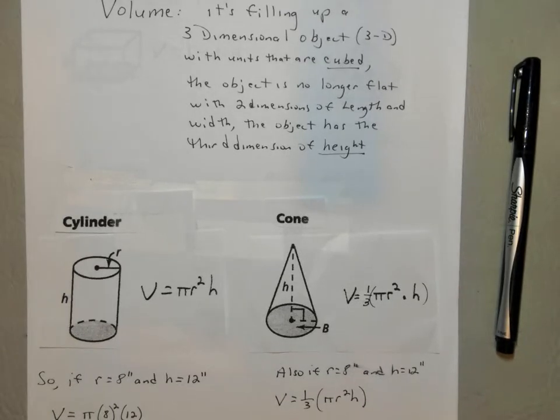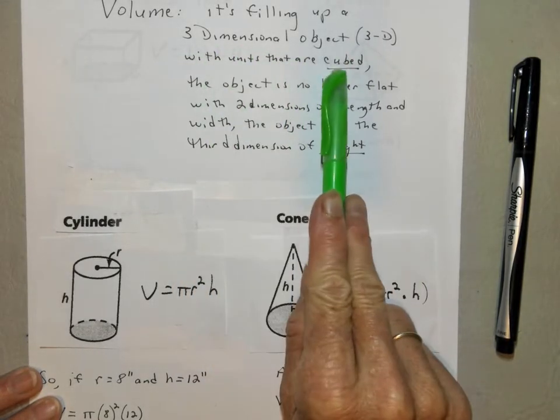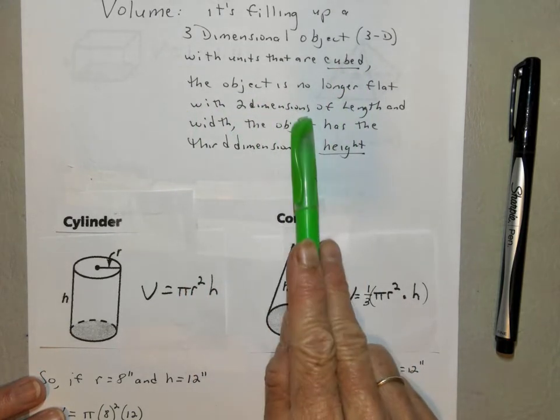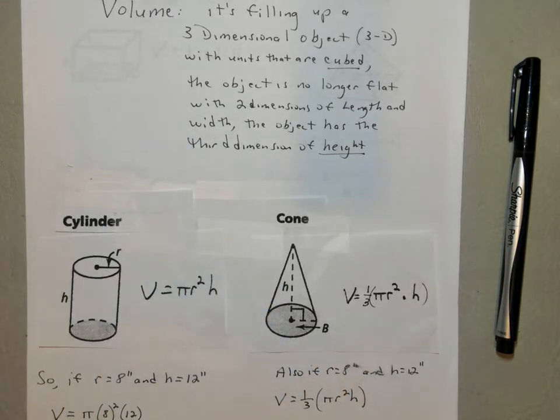Ladies and gentlemen, let's talk about volume today. Volume is filling up a three-dimensional object with units that are cubed. The object is no longer flat with the two dimensions of length and width, but it now has a third dimension of height. And that's any three-dimensional object that we see in today's world.